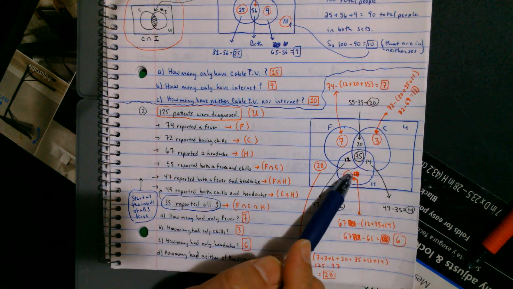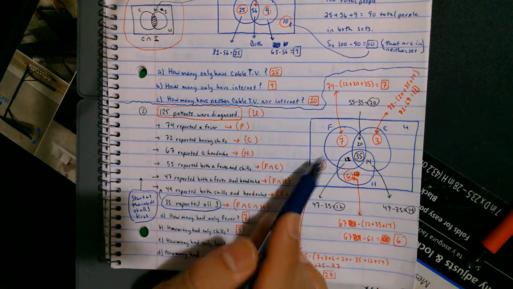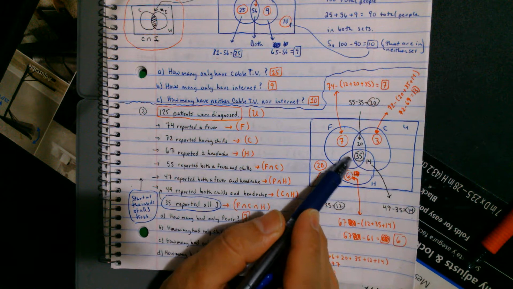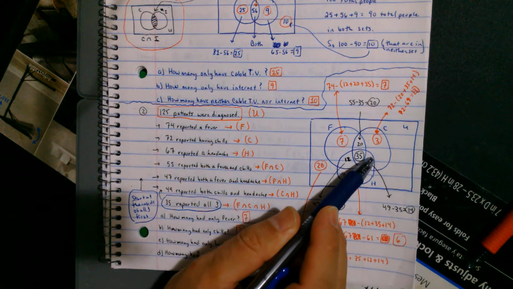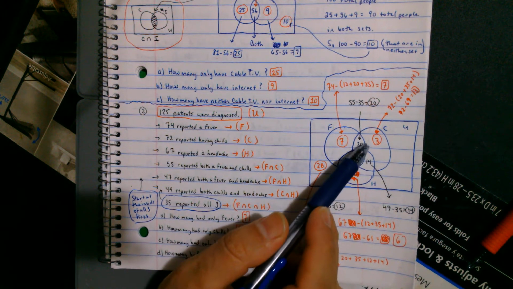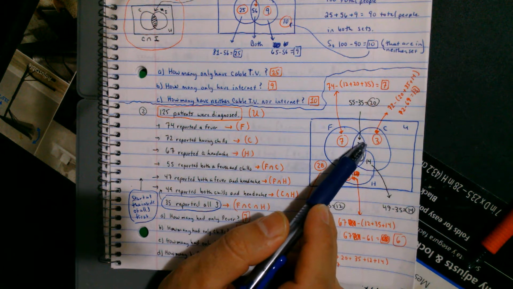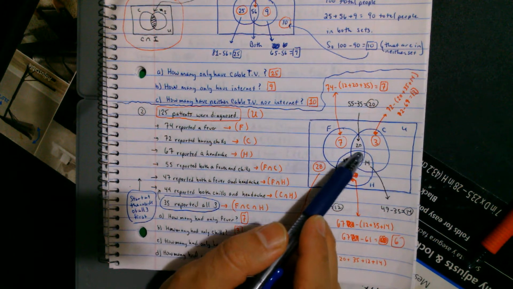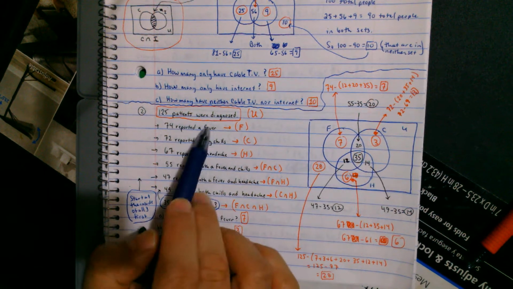These are people that have headaches only. These are the people that have fever and headache only. These are the people that have chills and headache only. These are the people that have fever and chills only. These are the people that have all three symptoms. And the last one is a fever.